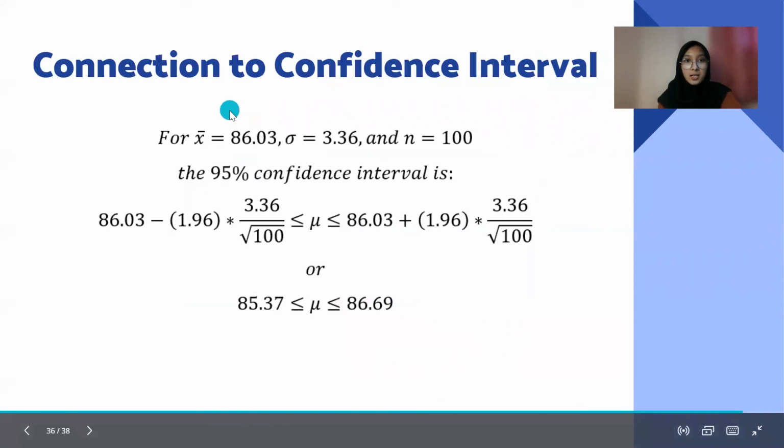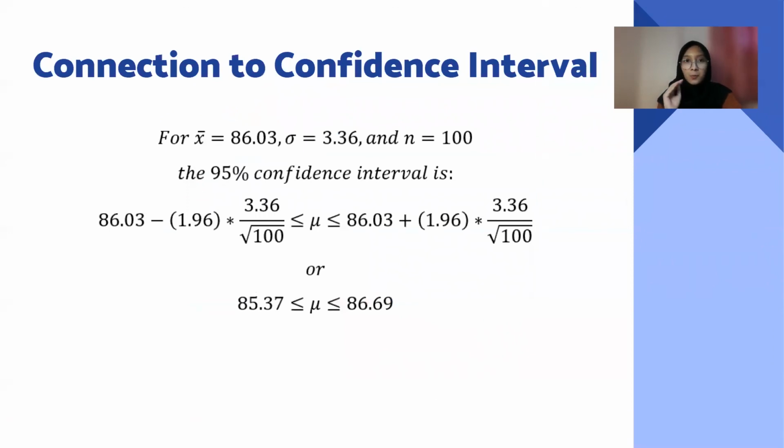You can also connect the hypothesis testing with the confidence interval. So using this X bar, the average of the sample, 86.03, and the standard deviation 3.36 and n 100, the 95% confidence interval is here using the previous formula. We have to find the lower bound limit and upper bound limit, and we know that the lower is 85.37 and the upper is 86.69.